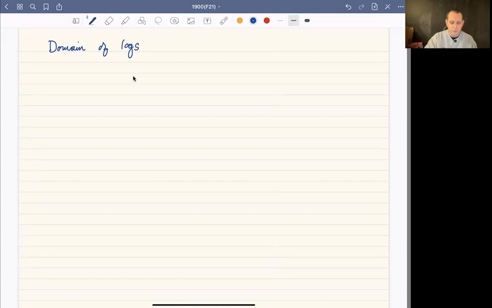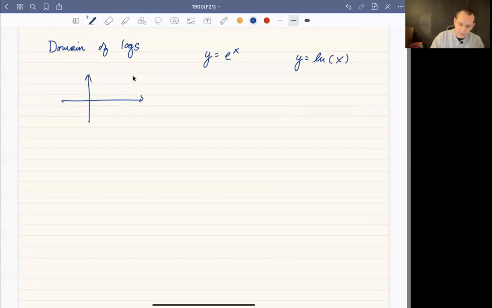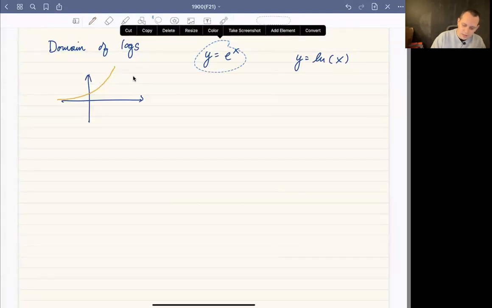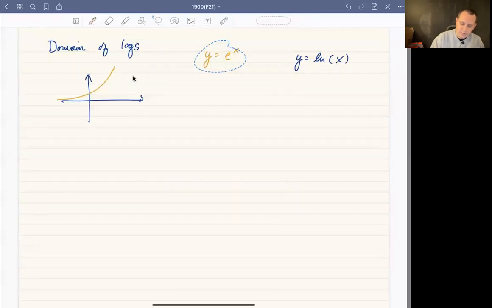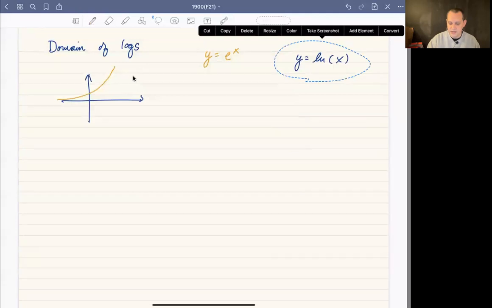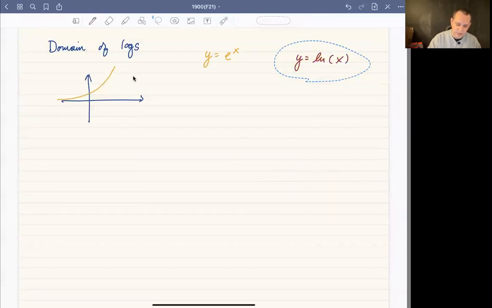And so we already know that when we talk about the log function, let's just use y equals e to the x and y equals natural log of x for concreteness, because e is the base that plays most nicely with calculus. e to the x, we know, looks like this. And then the natural log of x is going to look like its mirror image reflected about the line y equals x. So that's going to look like this.